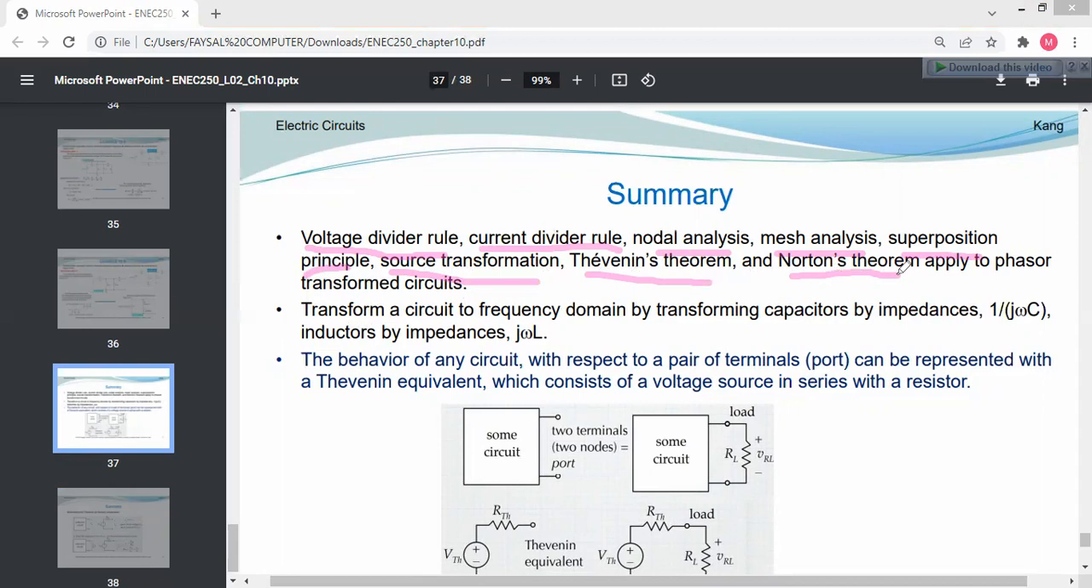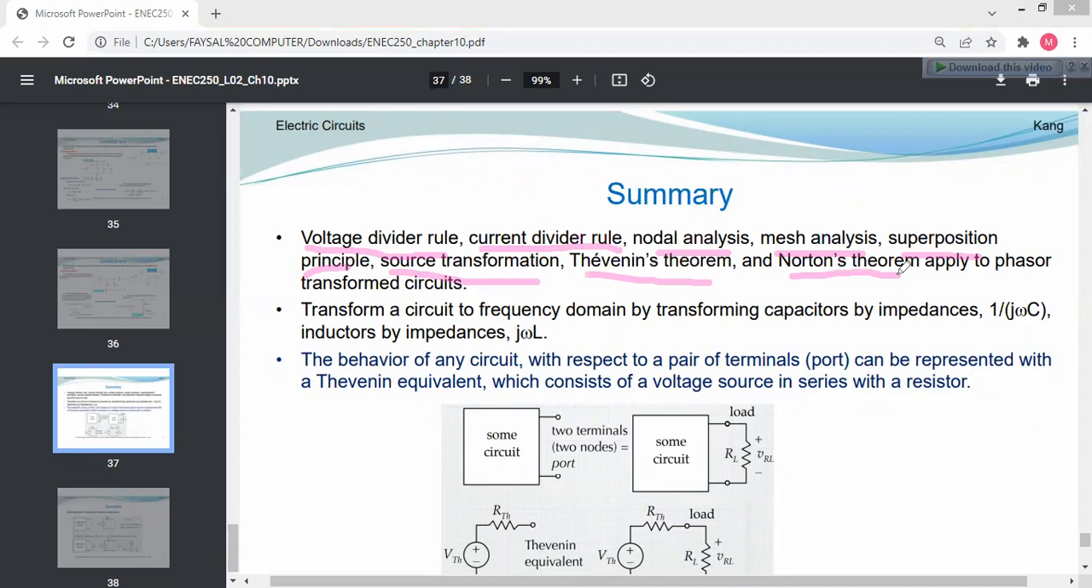And the next thing is to transform a circuit to the frequency domain by transforming capacitors and inductors into impedances. For a capacitor, the impedance will be 1 upon j omega c. The value of omega is 2 pi 60. Again, for the inductor, it will be equal to j omega l. So omega value equals to what? It will be equal to 2 pi 60.